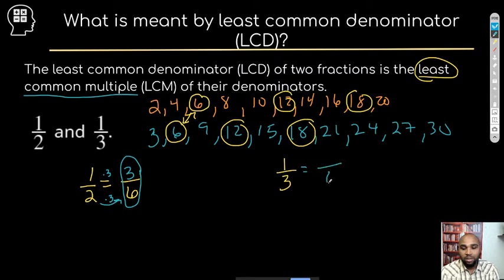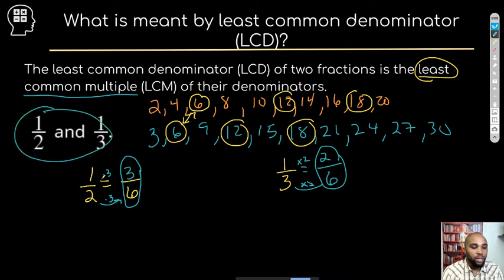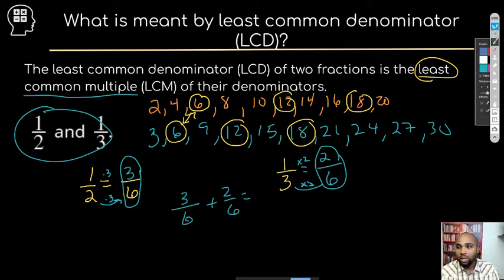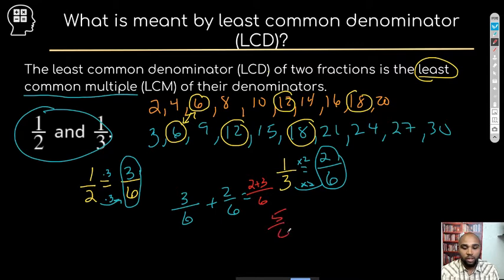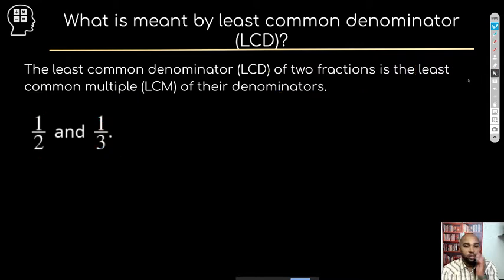Same thing here. I want a 6 on the bottom, so I multiply by 2 to get that, and multiply by 2 on the top to get 2/6. So now I can see that 3/6 is the same as 1/2, and 2/6 is the same as 1/3. If I wanted to add or subtract them, instead of using 1/2 and 1/3, what could I use? 3/6 and 2/6. Why would I want to do that? Because now I'm able to combine these appropriately. So this is the same thing as 2/6 plus 3/6, which is 5/6. So that's where we're going with this, and that's why it's important.